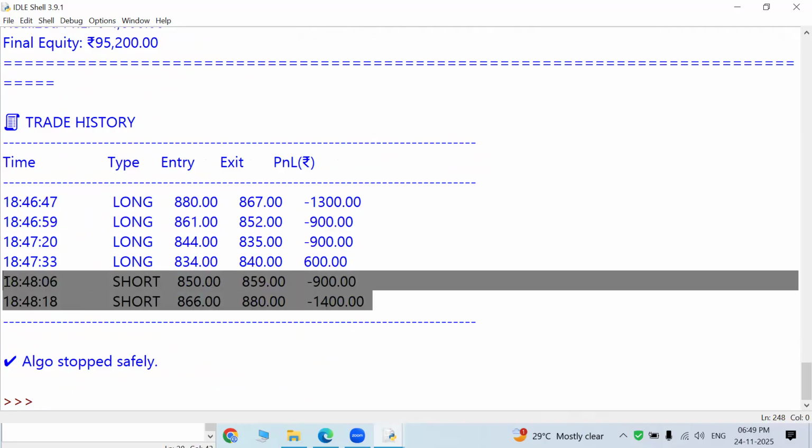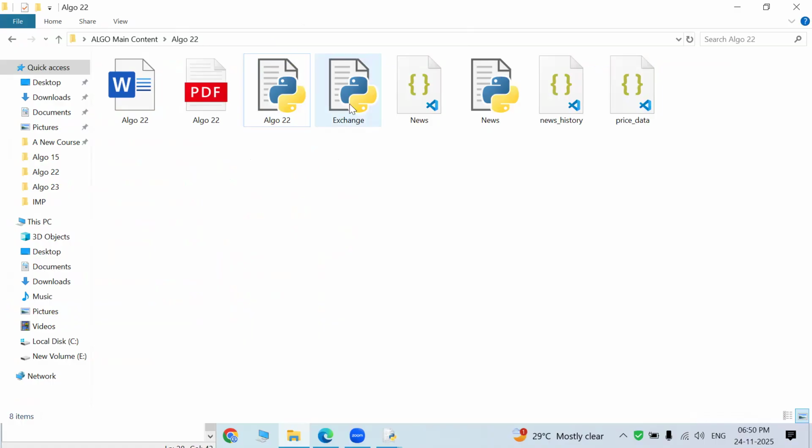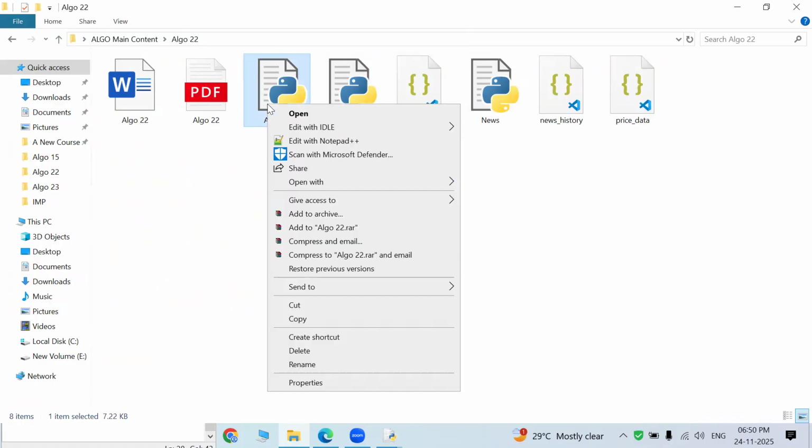I'm not trying to show that RSI is the best algo. I'm trying to show that whatever technique you are using, the market's unpredictable behavior is supreme. So if there is unpredictable market behavior, you need to come out of the trade. You need to book a stop loss. We are going to run our algo one more time to see what is happening.